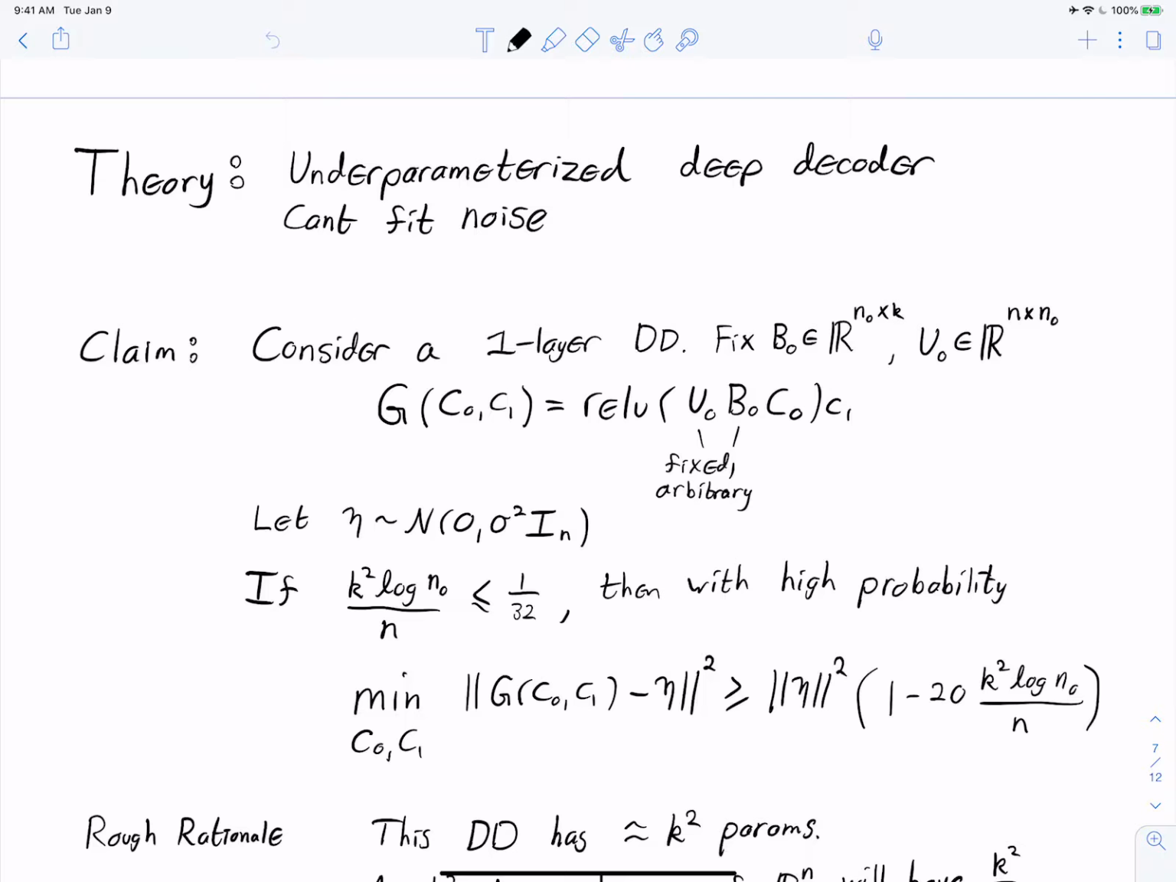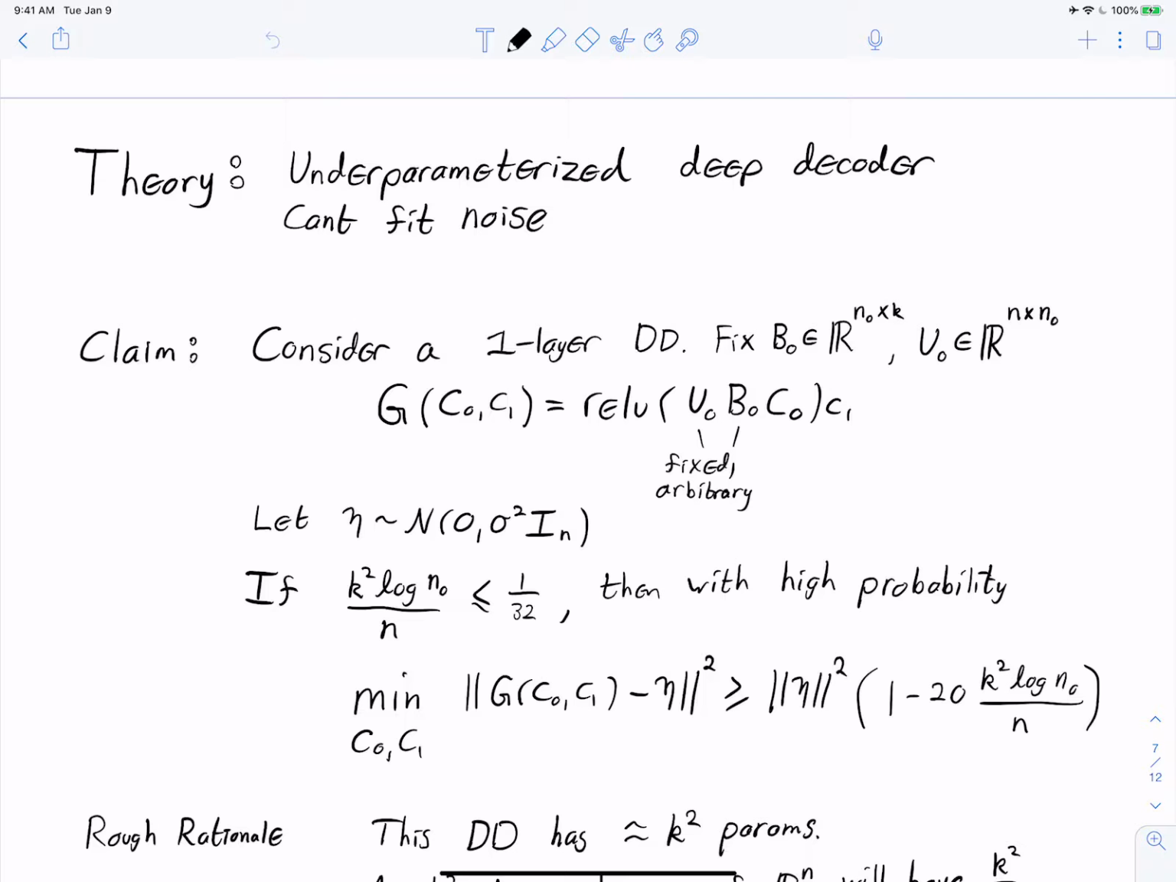Right, so here, the point is that we're going to try to use the deep decoder to represent a pure noise image, and we're going to say that it can't do this. If k squared log n0 over n is less than 1 over 32, then we claim with high probability that the minimizer over all C0 and C1s of the L2 norm of g of C0 C1 minus eta, squared, is at least the L2 norm of eta squared times this constant that's close to 1, which is 1 minus 20 k squared log n0 over n.